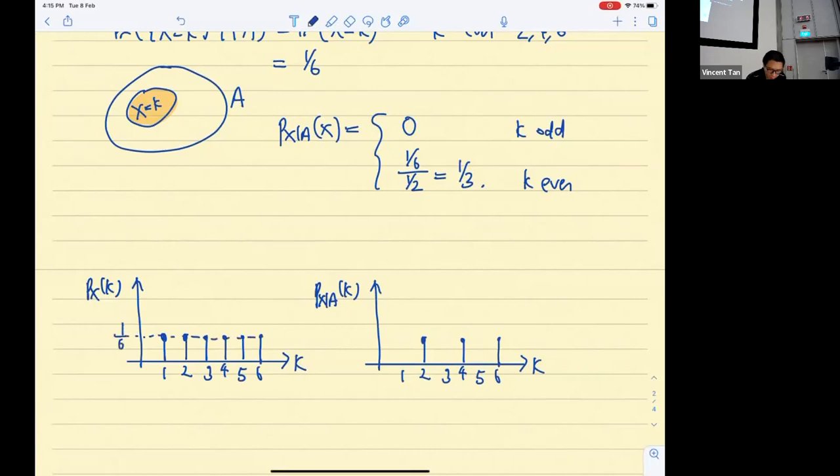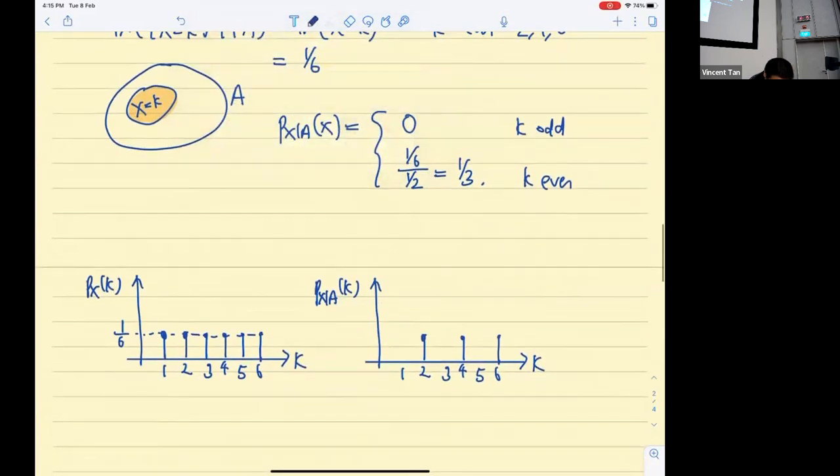So if I remain at 1/6, it's not going to give me a PMF since 1/6 times 3 is not going to be equal to 1. So I basically need to rescale. I need to make all these taller, okay? That's the effect of dividing by half, that is multiplying by 2. So I'm making all these guys taller. That is the meaning of conditioning on a particular event, such that this is up to 1/3.